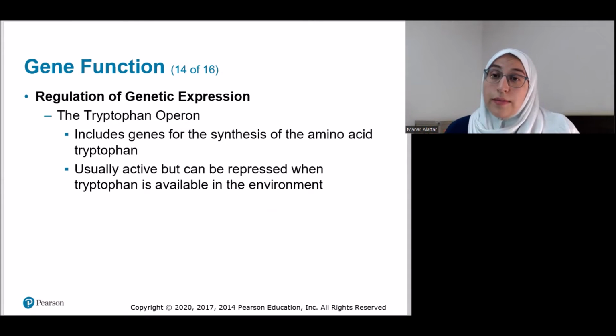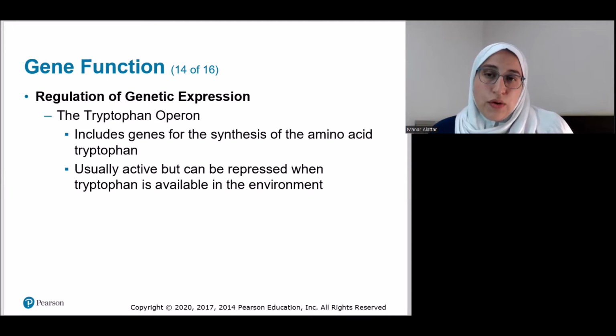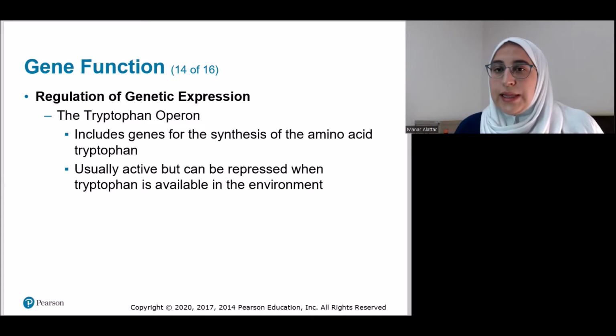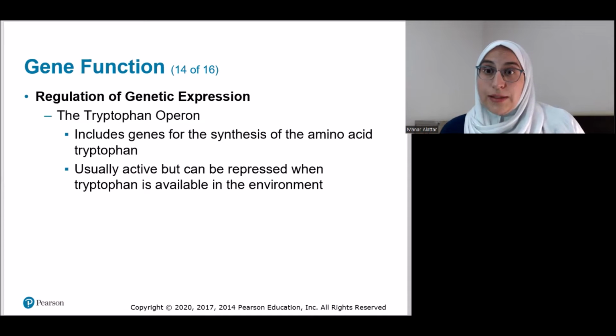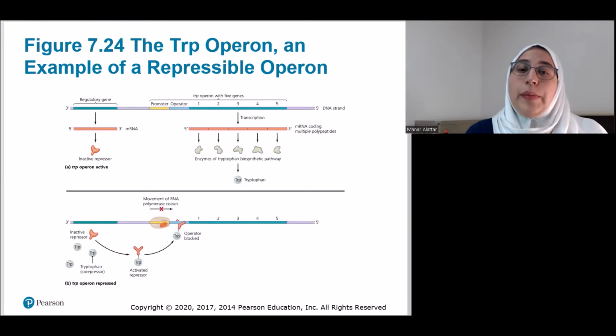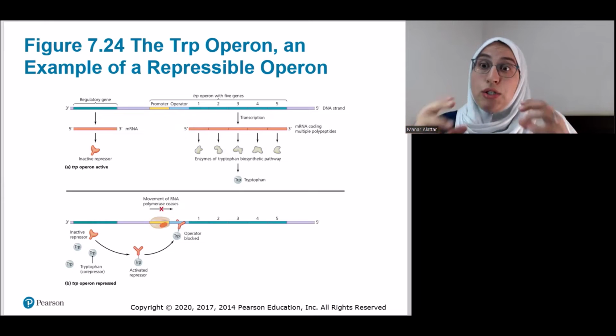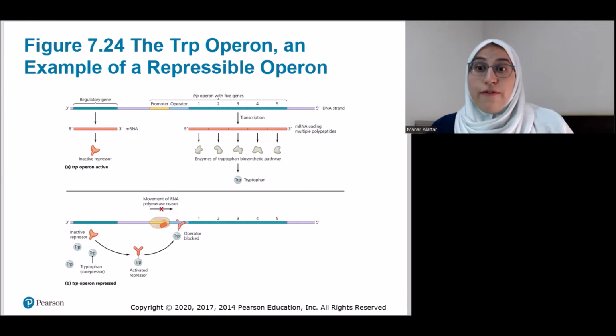But there are times when the organism can actually get tryptophan from its environment or from the nutrients that it intakes. And in that case, it doesn't necessarily need to make its own. So it won't spend the energy that it uses on making tryptophan. It won't waste that energy. And so what happens with the trp operon is that the operon is usually transcribed. It's usually a functional gene.